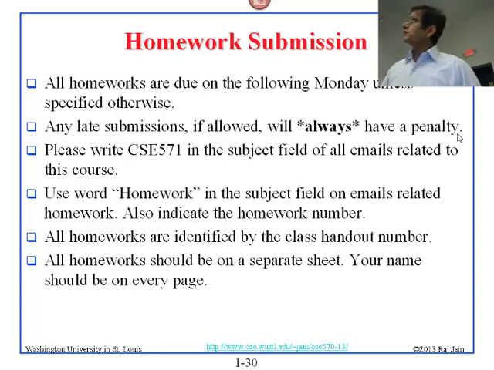Homeworks, all the homeworks have to be submitted on Monday. And any late submission always has a penalty. So if you say, well, I was sick or I went there and I had to do this and that, whatever reason, it doesn't matter. If it is not on Monday here, it is extra work on us.